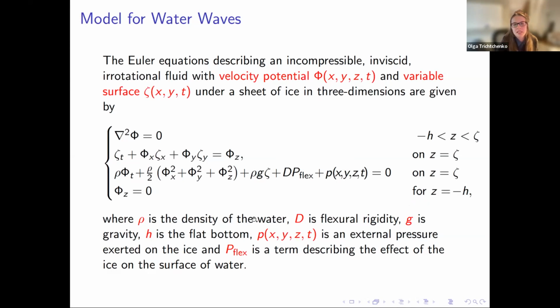So again, rho is the density of the water. D is the flexural rigidity, which we're going to vary. We're going to vary what the model is that we use. And we're also going to look at different types of loads, moving loads on the ice.